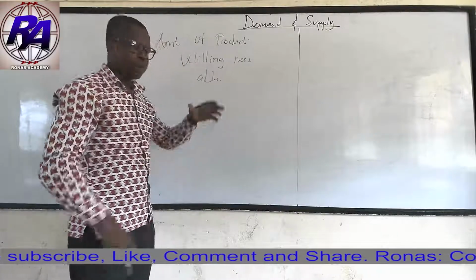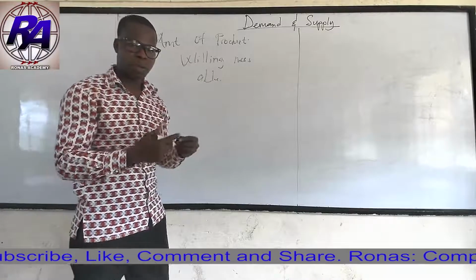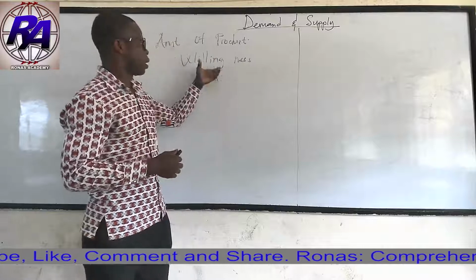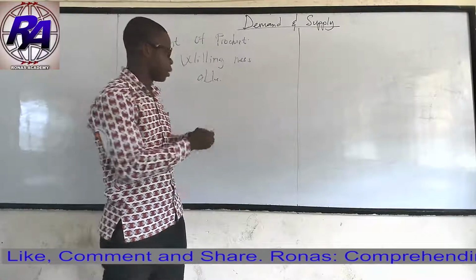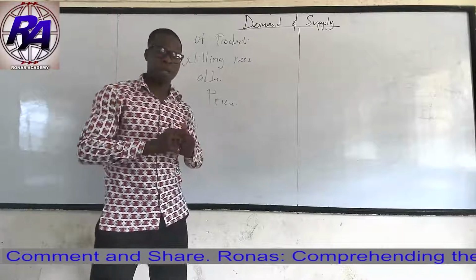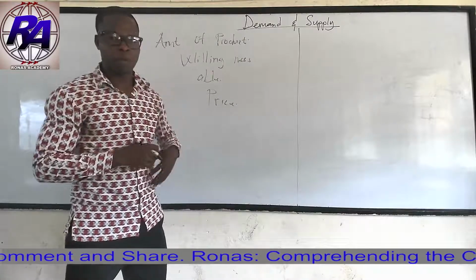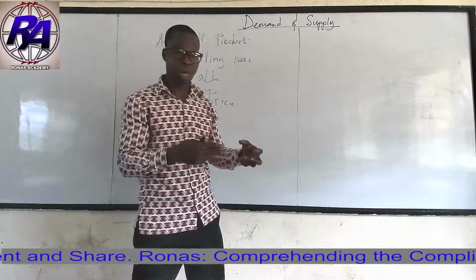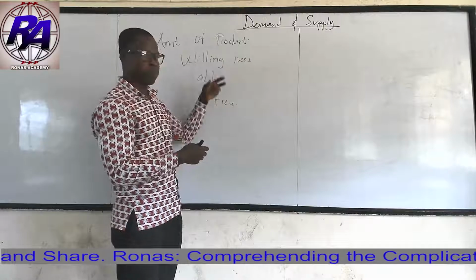So we can see in the definition that we said the amount that a consumer is willing and able to buy at a given price. So there should be a price, at a given price at a given period of time. Is that okay? So the amount of goods and services a consumer is willing. So the next keyword is willingness.